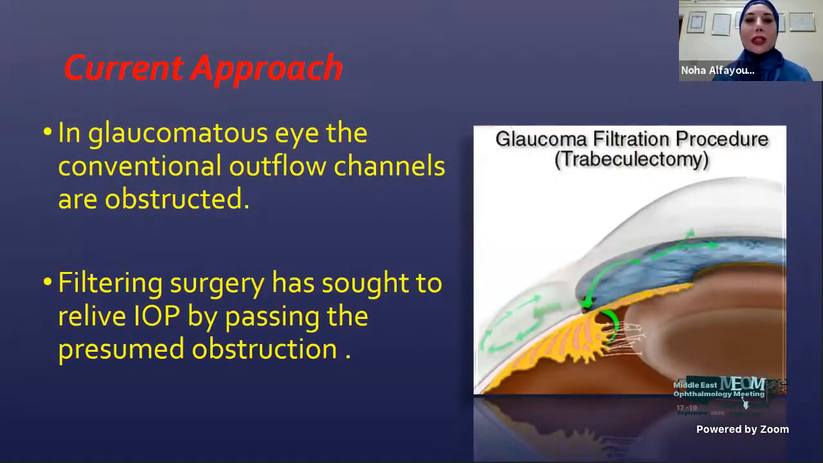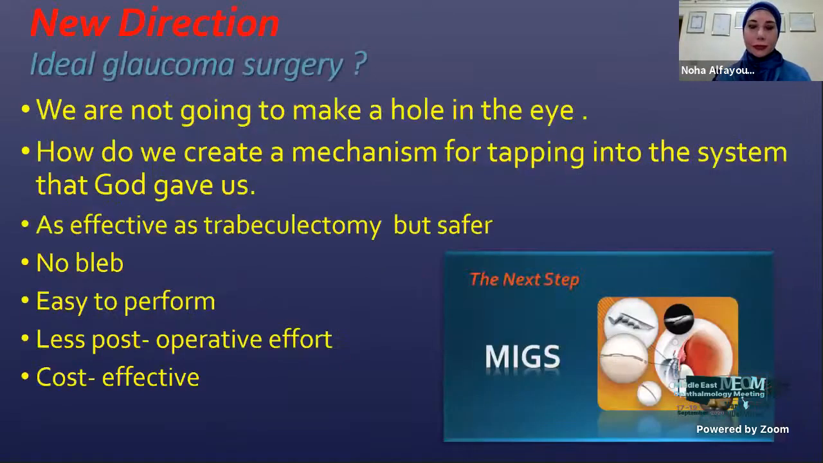In the glaucomatous eye, the conventional outflow canals are obstructed, and filtering surgery in the current approach has sought to relieve IOP by bypassing the presumed obstruction. We always research the ideal glaucoma surgery, where you are not going to make a hole in the eye like trabeculectomy, and you want to create a mechanism for tapping into the system that God gave us. As effective as trabeculectomy, but safer, no bleeding, easy to perform, less postoperative effort, and inexpensive. Globally, the next step is, as you know, a mix.